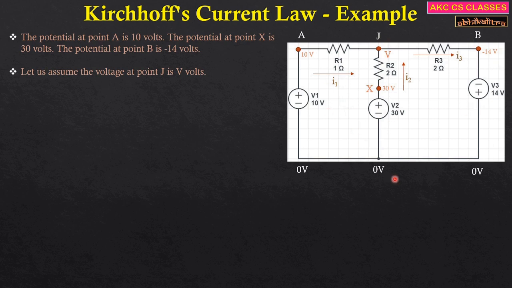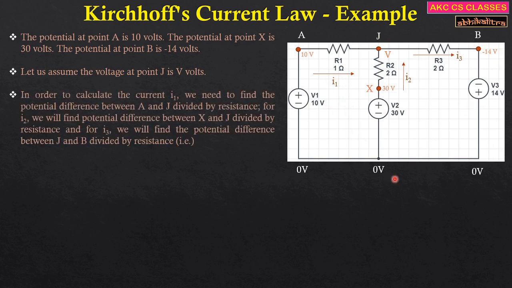So in order to calculate the current I1, we need to find the potential difference between A and J divided by the resistance. So if I need to find the current that is flowing between these two junctions, then I have to find the potential drop between these two points, A and J, divided by the resistance. Okay, so that is basically V by R. I equal to V by R. So that we have to do for A and J.